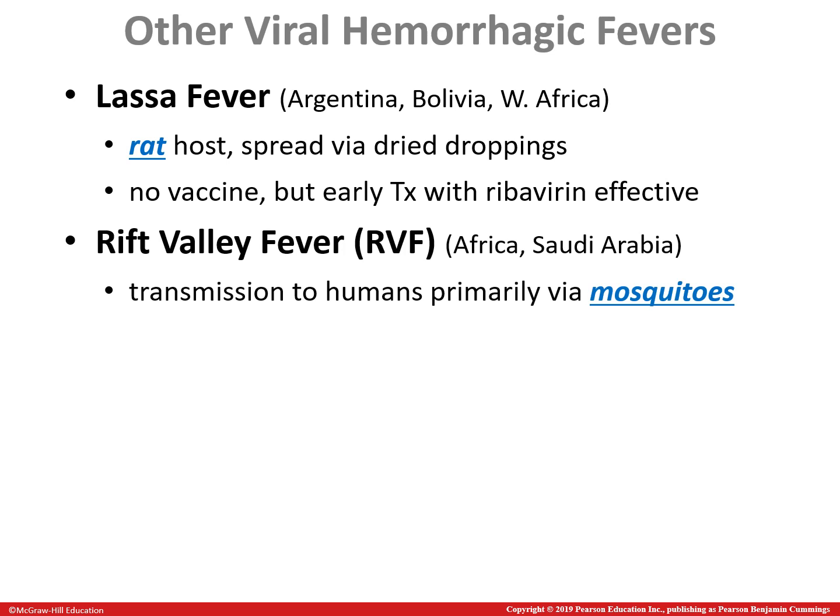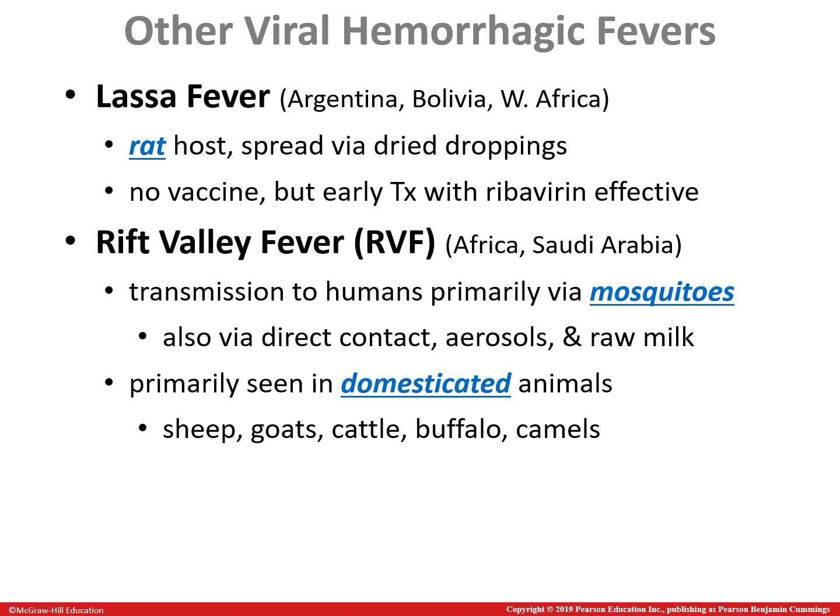In Africa and Saudi Arabia, there's Rift Valley fever, and this one is transmitted again primarily through mosquitoes, but also by way of either direct contact or aerosols of livestock or unpasteurized raw milk. And so again, this is essentially a zoonotic disease.